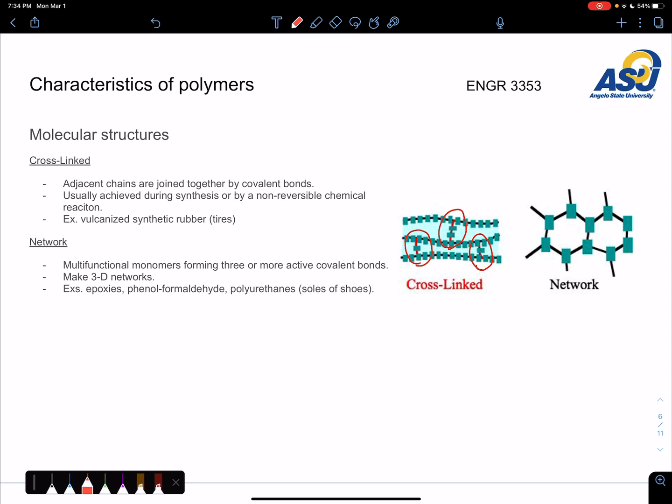And so another molecular structure is network. And so this is a multifunctional monomer forming 3 or more active covalent bonds. So covalent bonds is your strongest form of bonding, so it's a pretty strong form of bonding. And so you have network bonds and covalent bonds all throughout here, making up this network. It's kind of got like a honeycomb look going on. And some examples of that would be epoxies, polyurethanes, soles of shoes, and those things tend to be stronger.